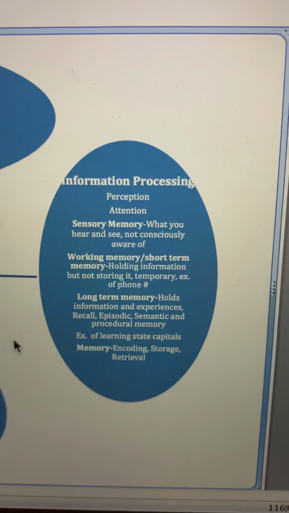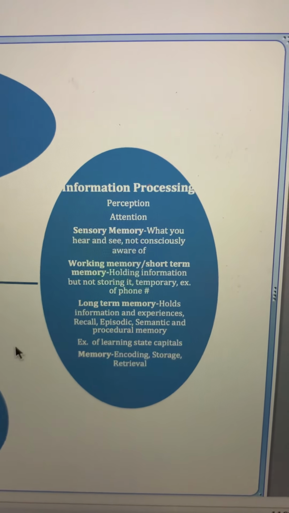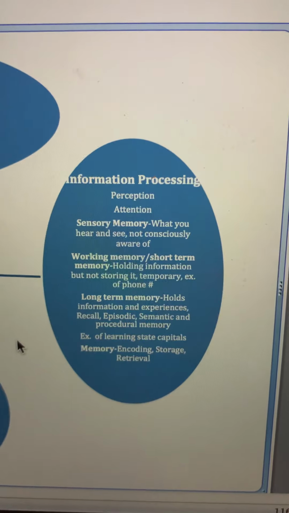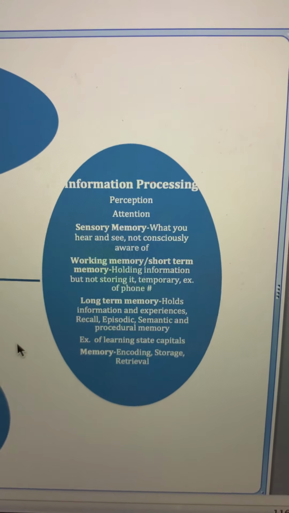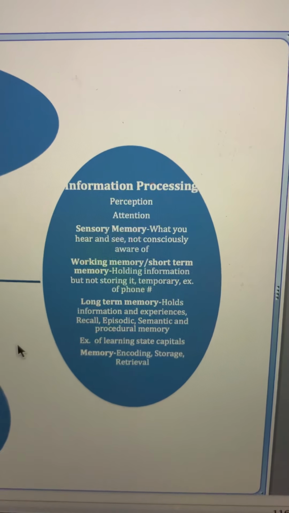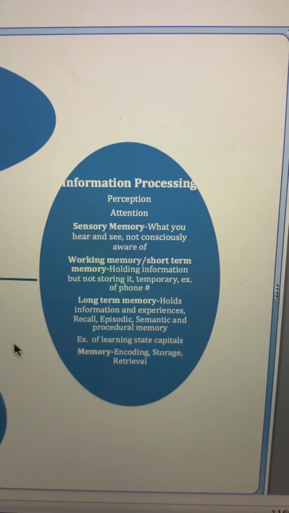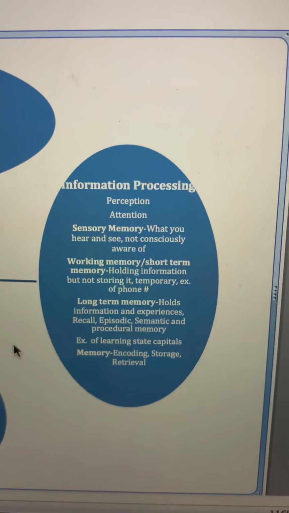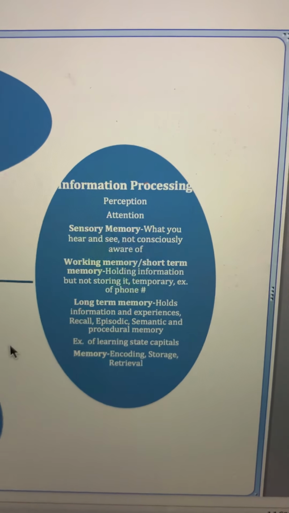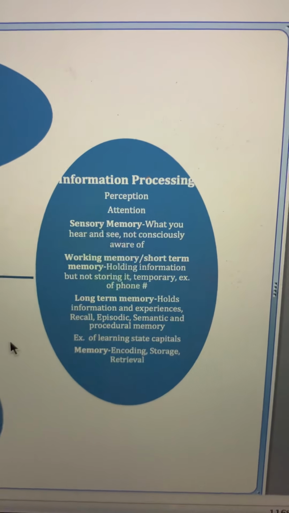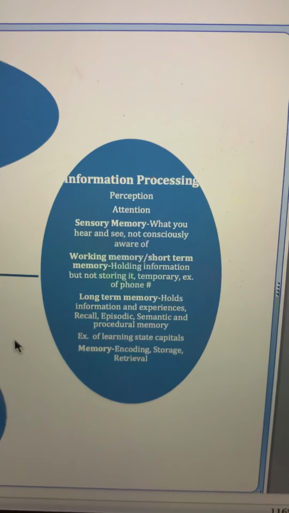In Module 2, we discussed information processing, which consists of perception and attention, sensory memory, which is when you hear and see and you're not consciously aware, working memory, which is also known as short-term memory. This is where you hold information, but you do not store it. It is temporary, and the book gave the example of the phone number to try to recall until you could find a pen. Long-term memory, which holds information and experiences.